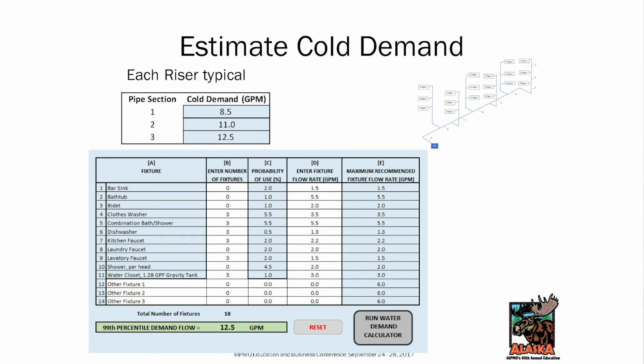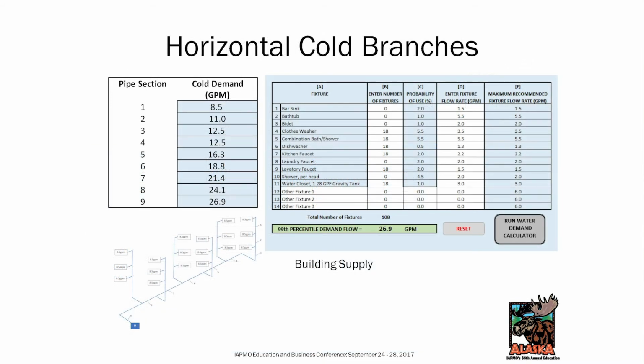So then as we start sizing each pipe section, pipe section 4 is going to be the same as 3. There's nothing added to it. But when we get to pipe section 5, now we have 2 risers, estimated flow rate of 16.3. This shows the example of the whole building supply. There are 108 fixtures total. The estimated demand is 26.9 gallons per minute for the building supply for this apartment complex.